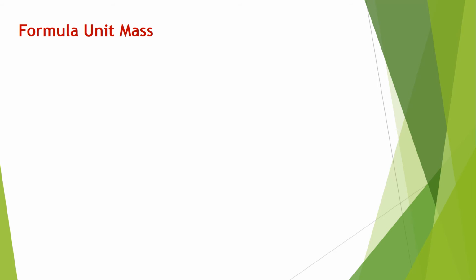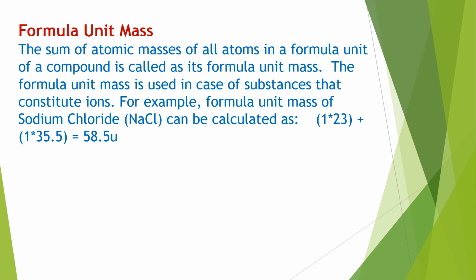Now formula unit mass is denoted for the elements which are in the form of ions. The sum of atomic masses of all atoms in a formula unit of a compound is called its formula unit mass. The formula unit mass is used for substances that consist of ions. That is the main point. So formula unit mass is meant for ions. That is important, right? For example, Na+ Cl-. So these are showing the ions.